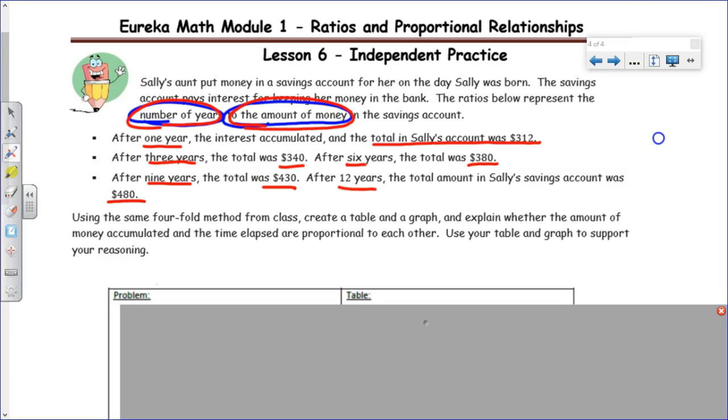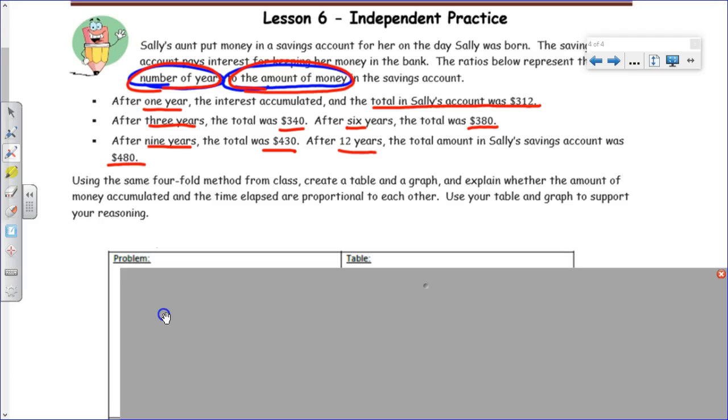So what you're going to do is you're going to take this and put it in your own words in the problem. So really this important stuff that we mark the text, we're going to put it here in the problem. So this is called the fourfold method. We're going to be using it right now, and then we're going to be using it in class tomorrow. We're going to first write the problem, then make a table, then a graph. Using all those things, then we'll say whether it's proportional or not. And you should feel like an expert in that by now, being able to determine if it's proportional or not.